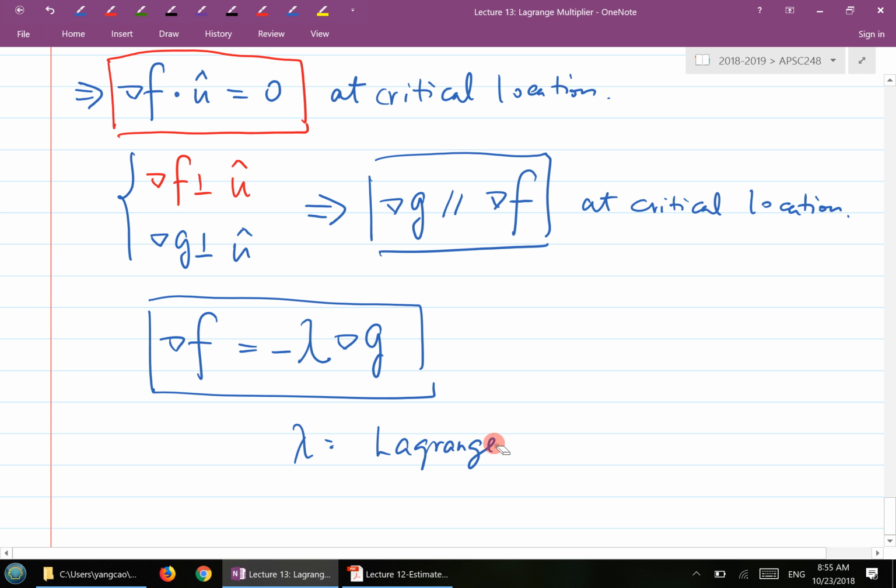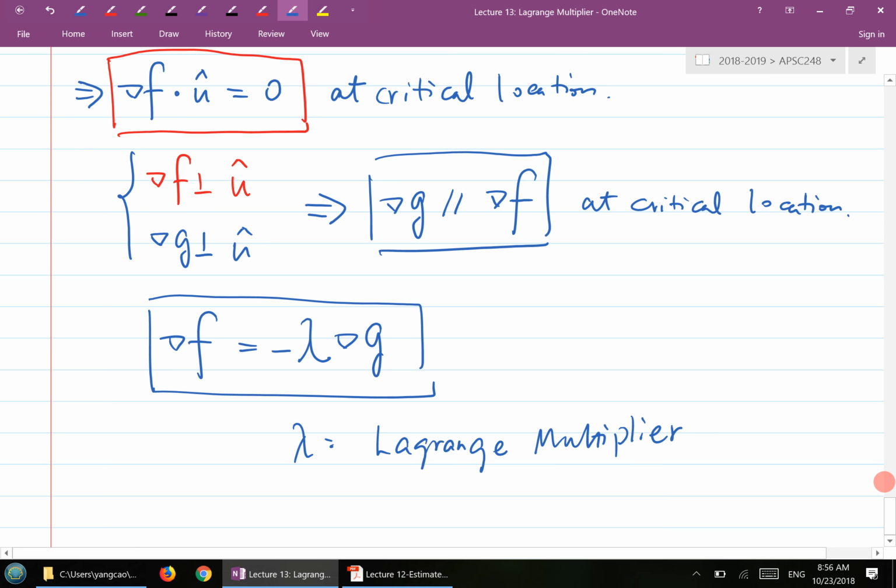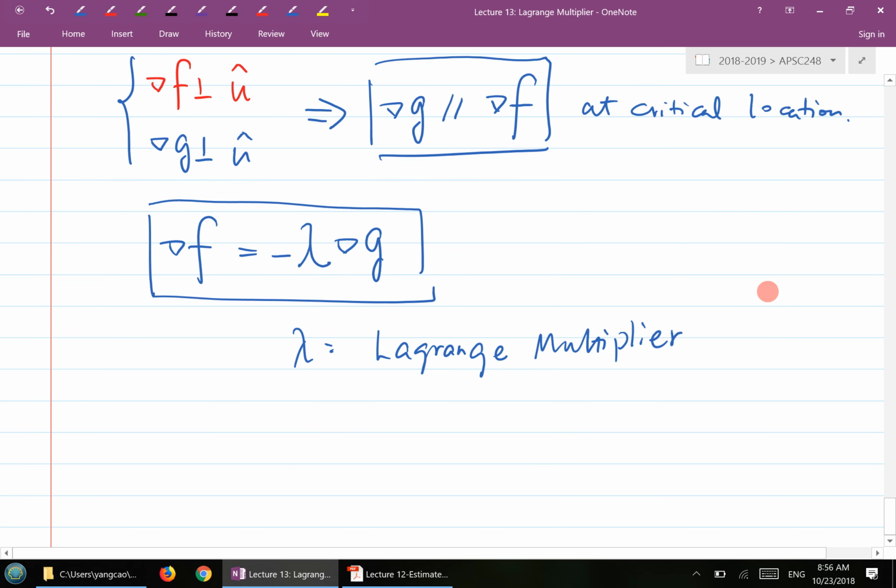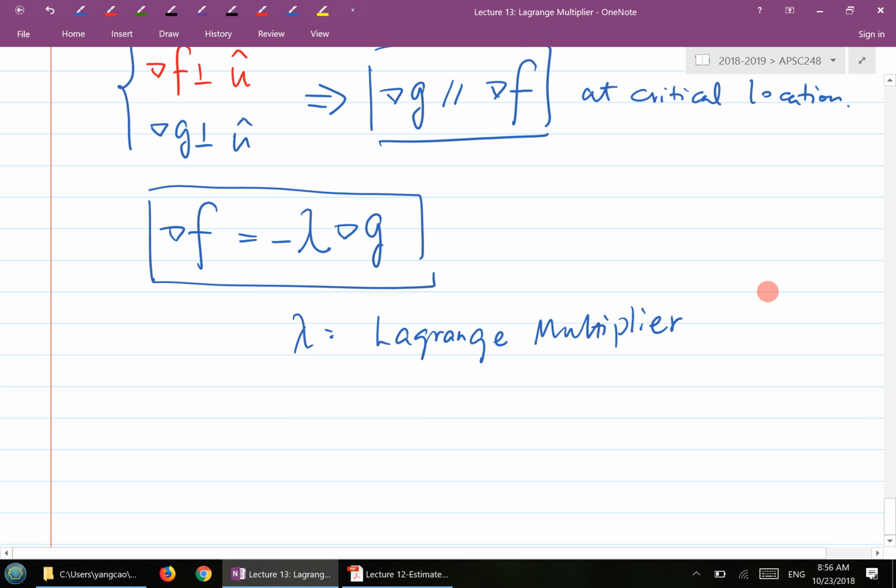I don't think there's an E here. There is an E here. Lagrange multiplier. So this lambda is called the Lagrange multiplier. Very famous name, you know. Essentially, there's a Frenchman called Lagrange, and if you go to the Eiffel Tower, his name is actually etched on the Eiffel Tower.